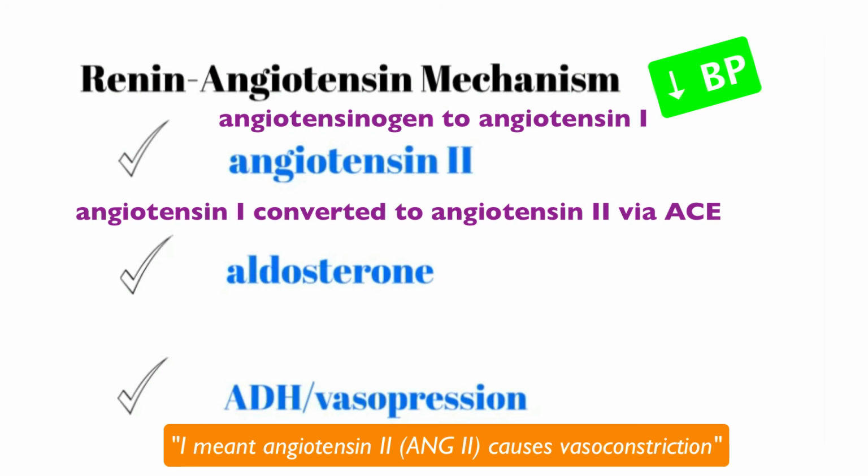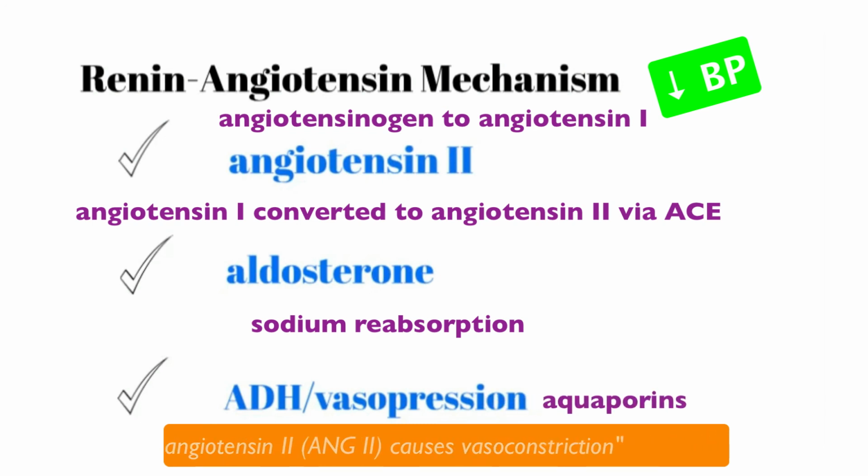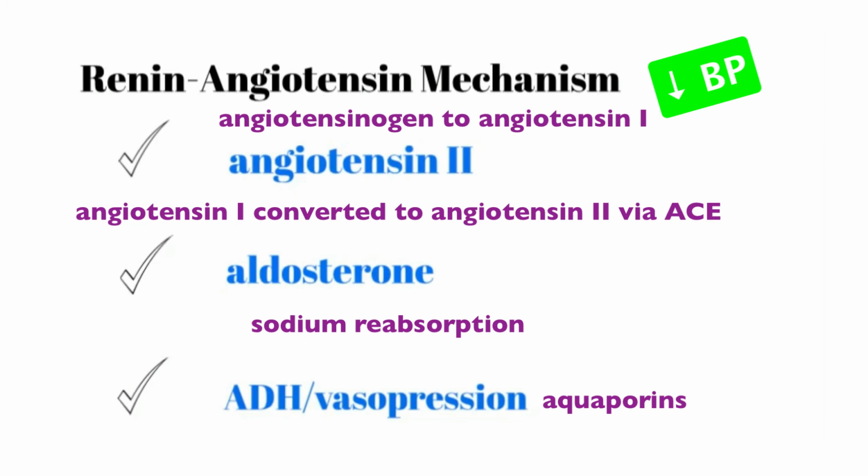Angiotensin 2 is also going to stimulate the release of aldosterone from the adrenal cortex. And aldosterone stimulates the reabsorption of sodium. By reabsorbing sodium back into the bloodstream, it's going to incentivize water to be reabsorbed from the collecting ducts. Once again, water can only be reabsorbed if those aquaporins, the water channels, are present within the collecting ducts. And that is achieved by the release of antidiuretic hormone, which is also known as vasopressin. Antidiuretic hormone is also a potent vasoconstrictor.